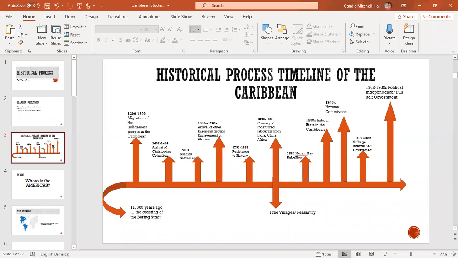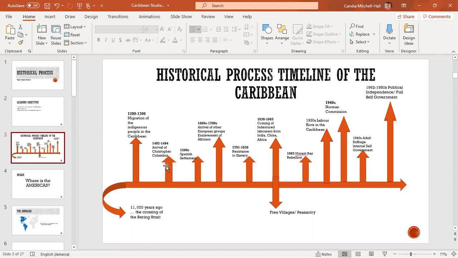About 1200 AD, we had the migration of indigenous people coming into the Caribbean. Then they were living quite happily from 1200 to 1492, quite a number of years. Well, not really happily, because they had problems between indigenous groups. But Christopher Columbus is going to arrive, and once he arrived, that's the end of the tranquility of the indigenous people.